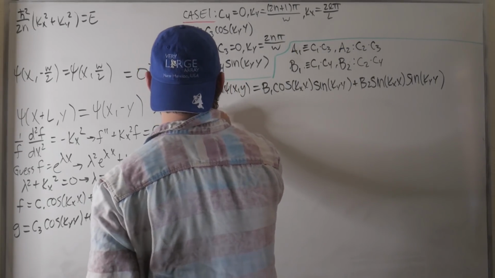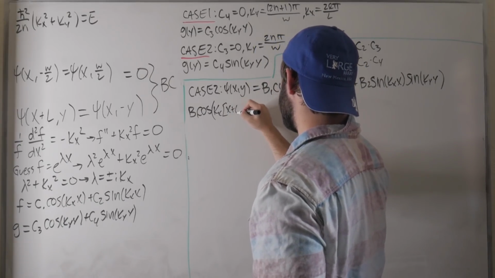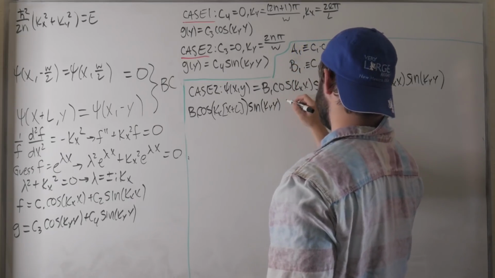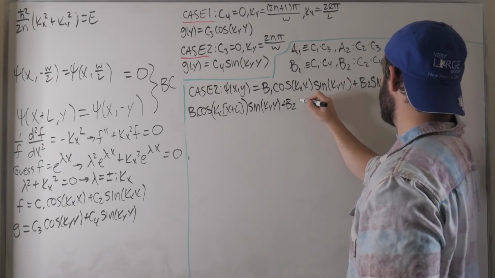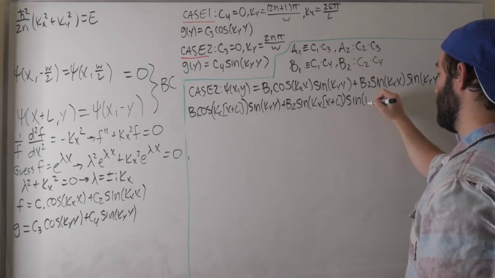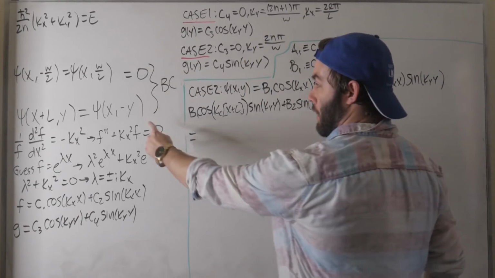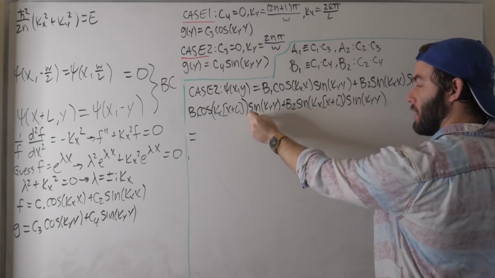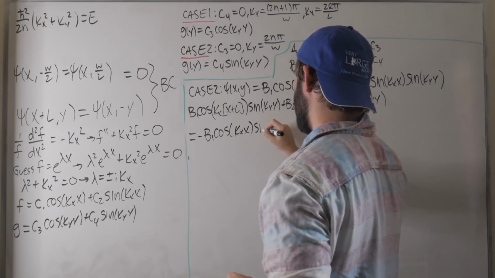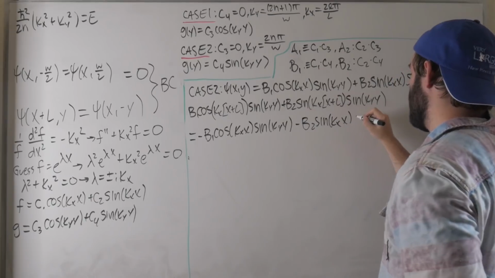So we have B1 cosine kx (x + L) sine of kyy plus B2 sine of kx (x + L) sine of kyy, after evaluating the boundaries. Here we're putting in minus y, and sine is an odd function, so the sine of the minus is equal to minus of the sine. So we get minus B1 cosine kxx sine of kyy. Same thing goes here, minus B2 sine of kxx sine of kyy.